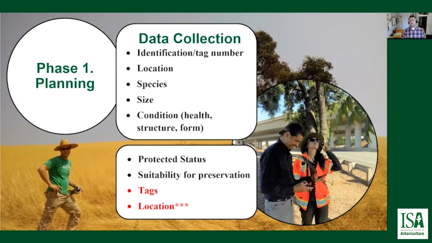And that's the protected status of the tree. So that local ordinance, what are going to be the requirements, which trees are protected and which ones aren't, which ones will they need a permit to remove and which ones won't they? And then the suitability for preservation.